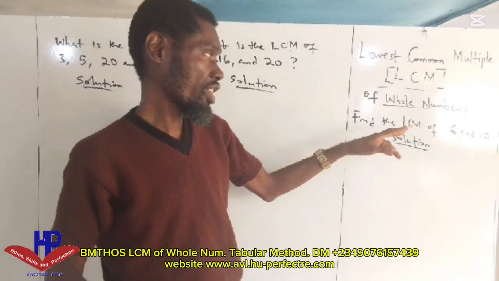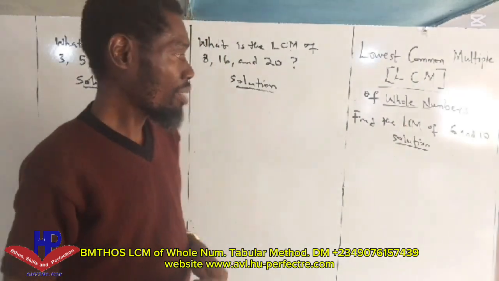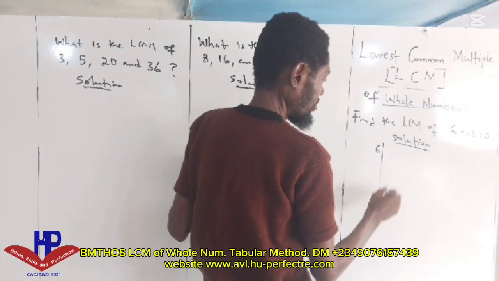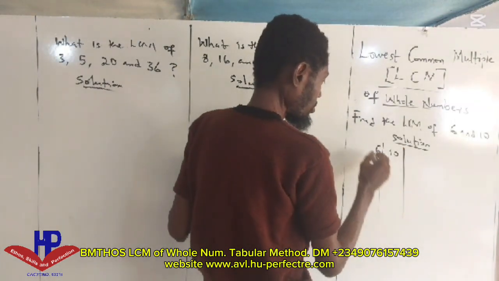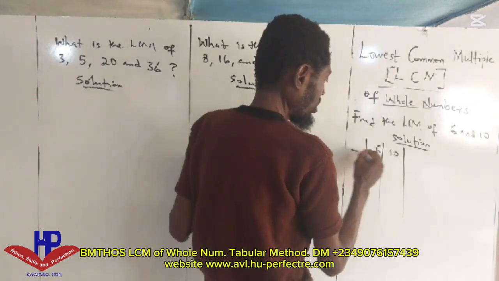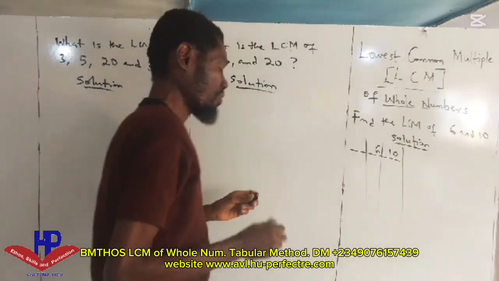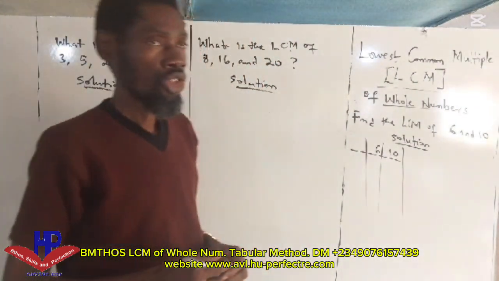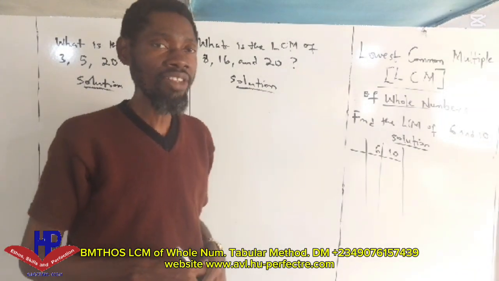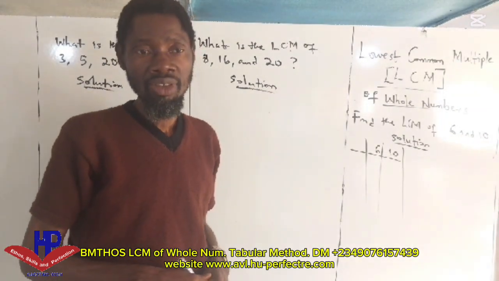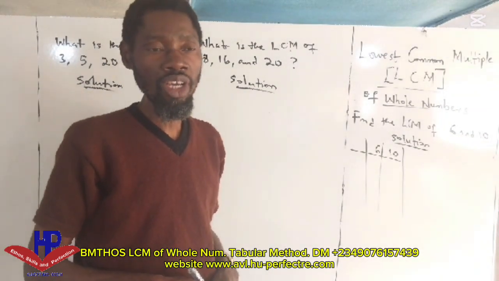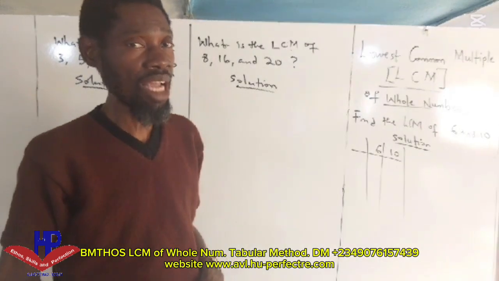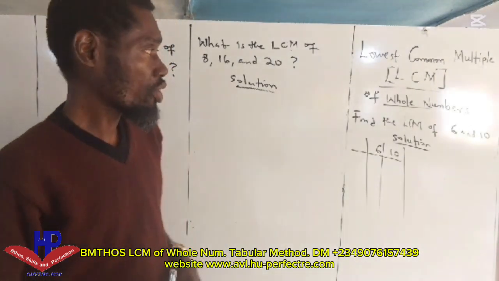Find the LCM of 6 and 10. Tabular method: you write your 6, write your 10, and create a space for the factor. Remember, in our HCF, I said the factor you must use should be able to divide all the numbers at the same time. But this time, it is not so for LCM.